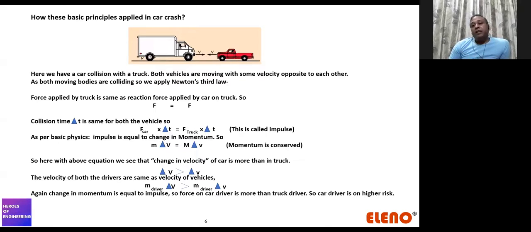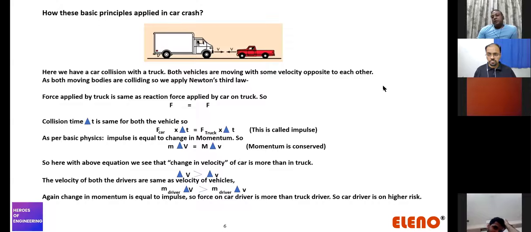What are you guys calculating, I mean the people already working in the CAE field, what exactly are they doing? Take the example of this truck and car collision. Newton's third law applies here when both vehicles crash into each other. Let's say the force applied by the truck on the car is F, and as per Newton's third law, the same force is applied by the car on the truck. So the first equation says F equals F. One is the action force and the other, on the right side, is the reaction force.